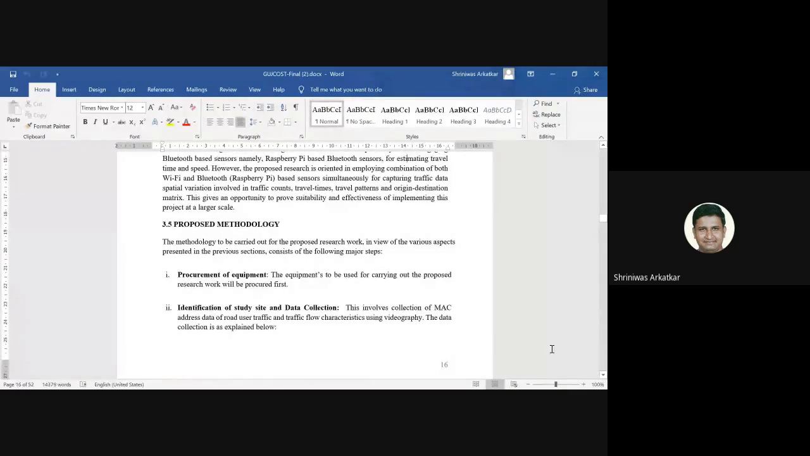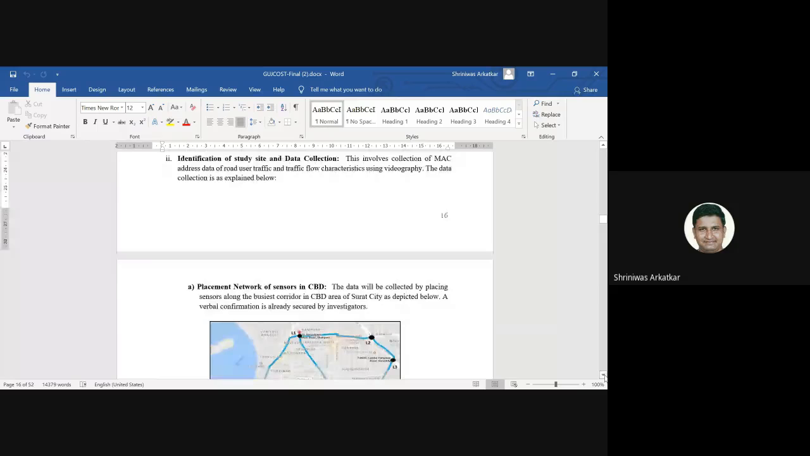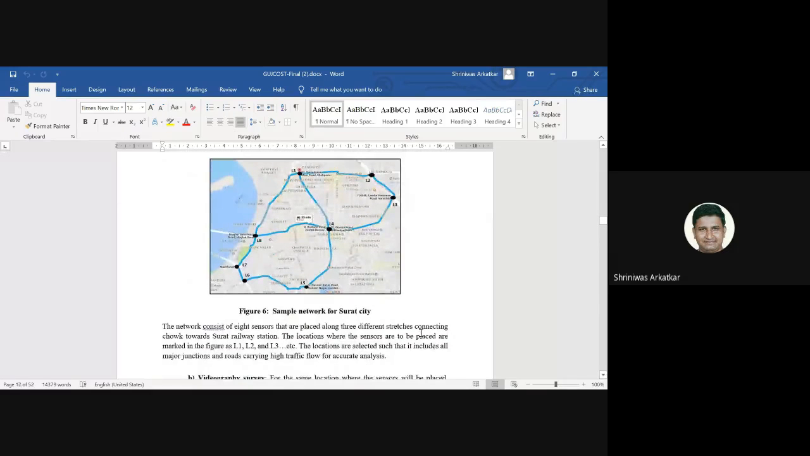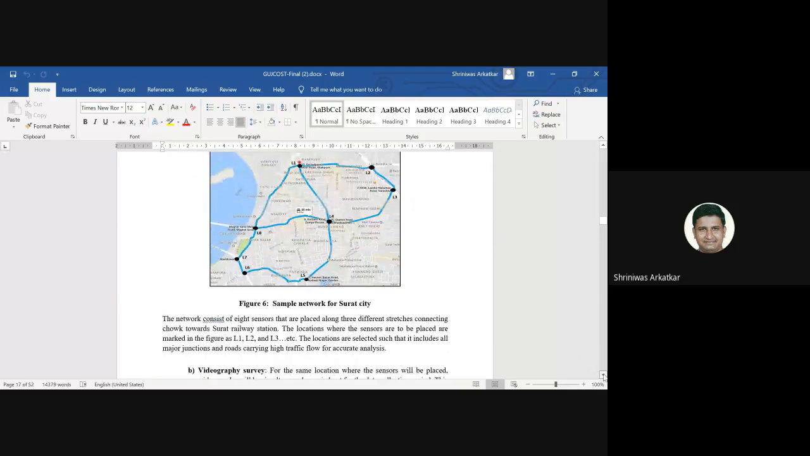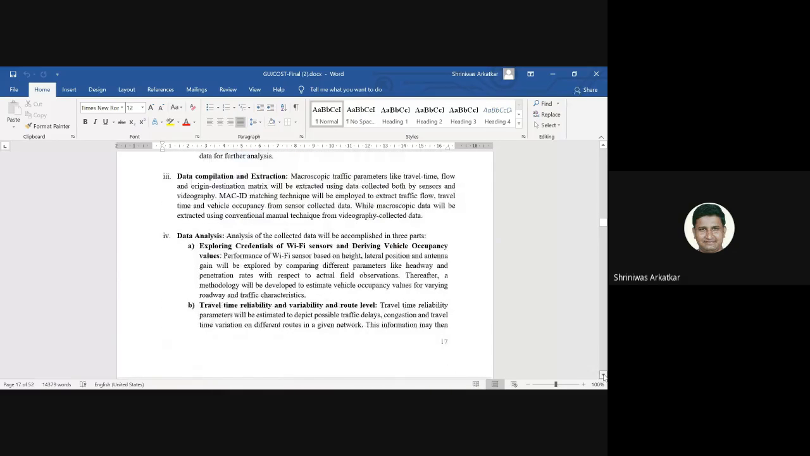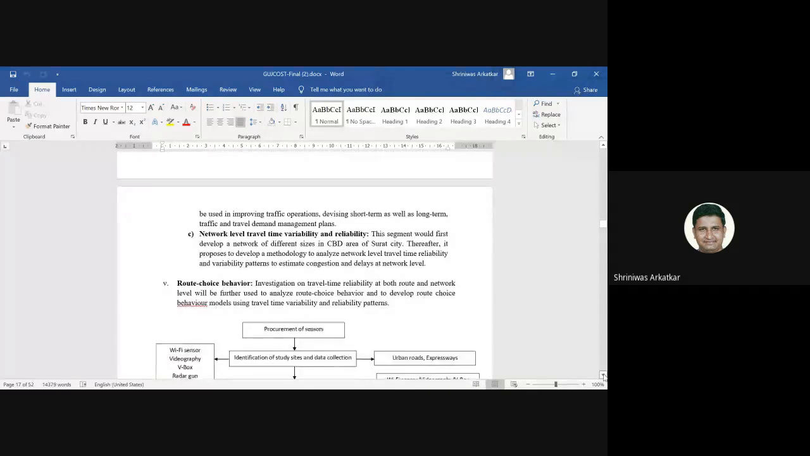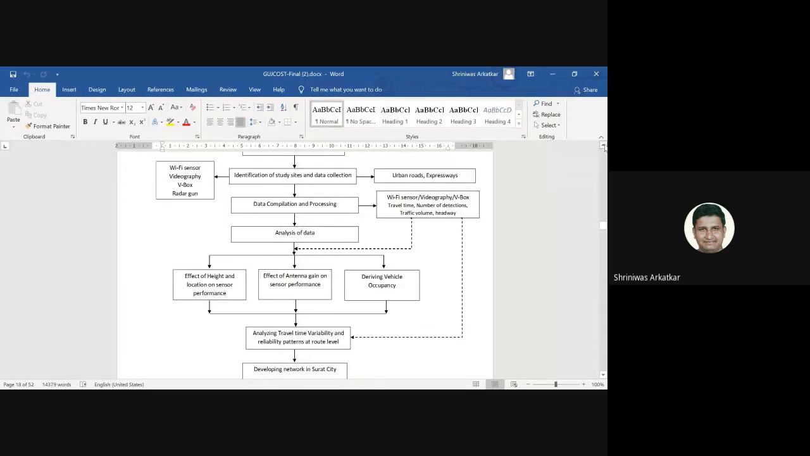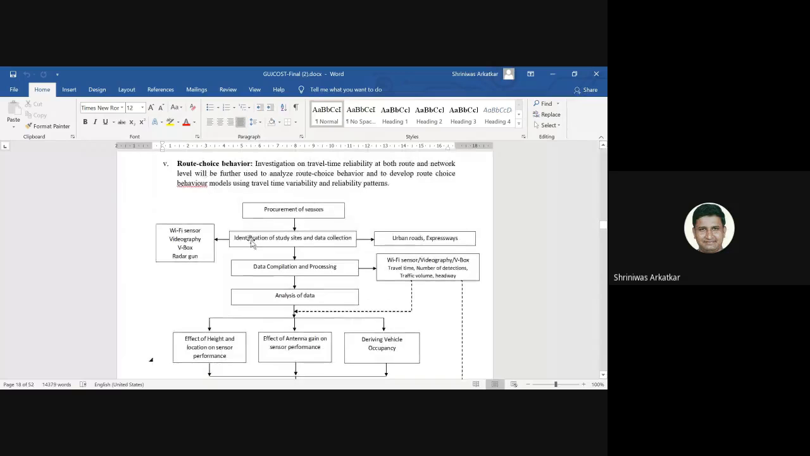From that, the proposed methodology will include procurement of equipment, identification of data site, data collection, all these things. So you need to write a very good proposal. Many details are asked if you really want to get funding of the order of 50 lakhs and so on. This is a step-by-step explanation, and this is the final flow chart showing how different components are connected with each other. I told you about procurement of sensors, then Wi-Fi sensor, videographic.